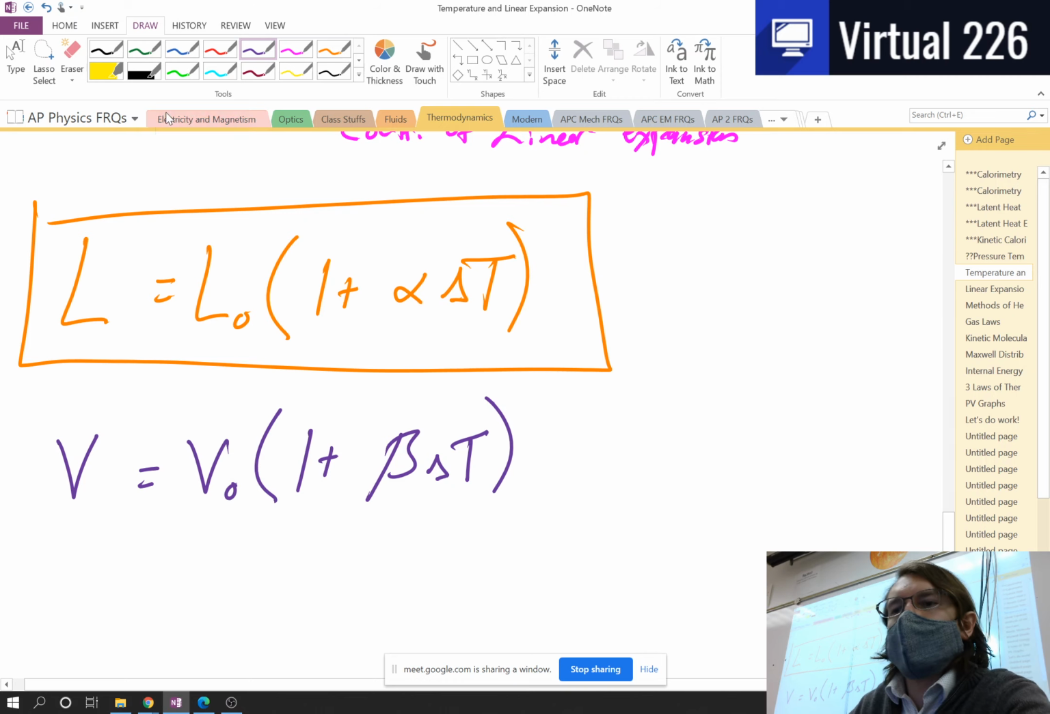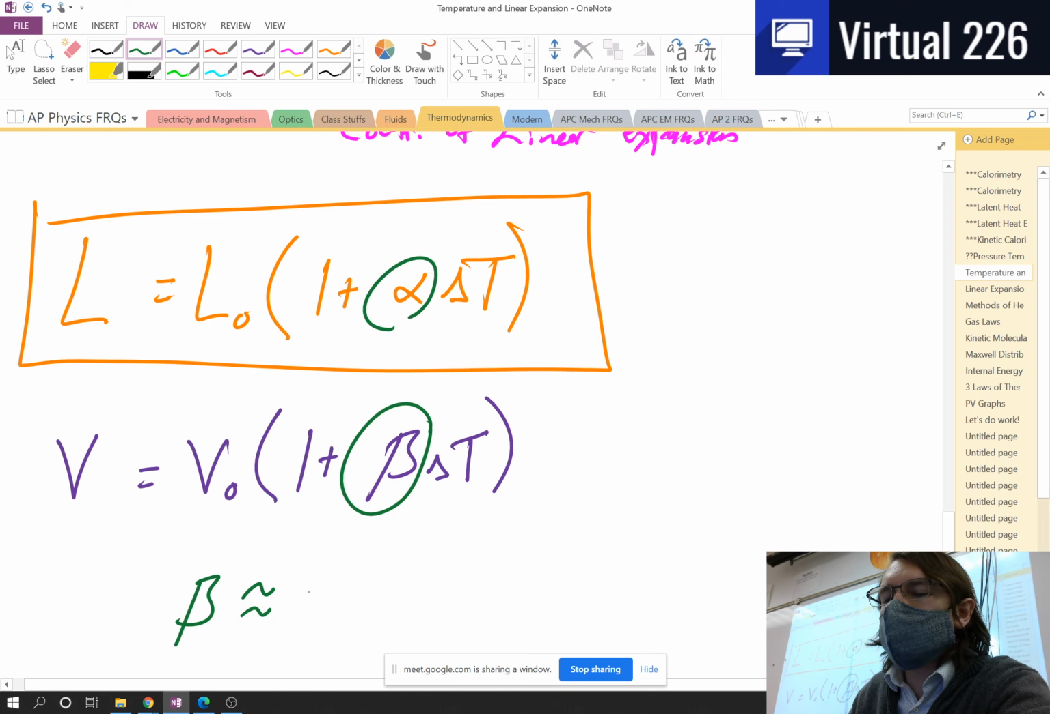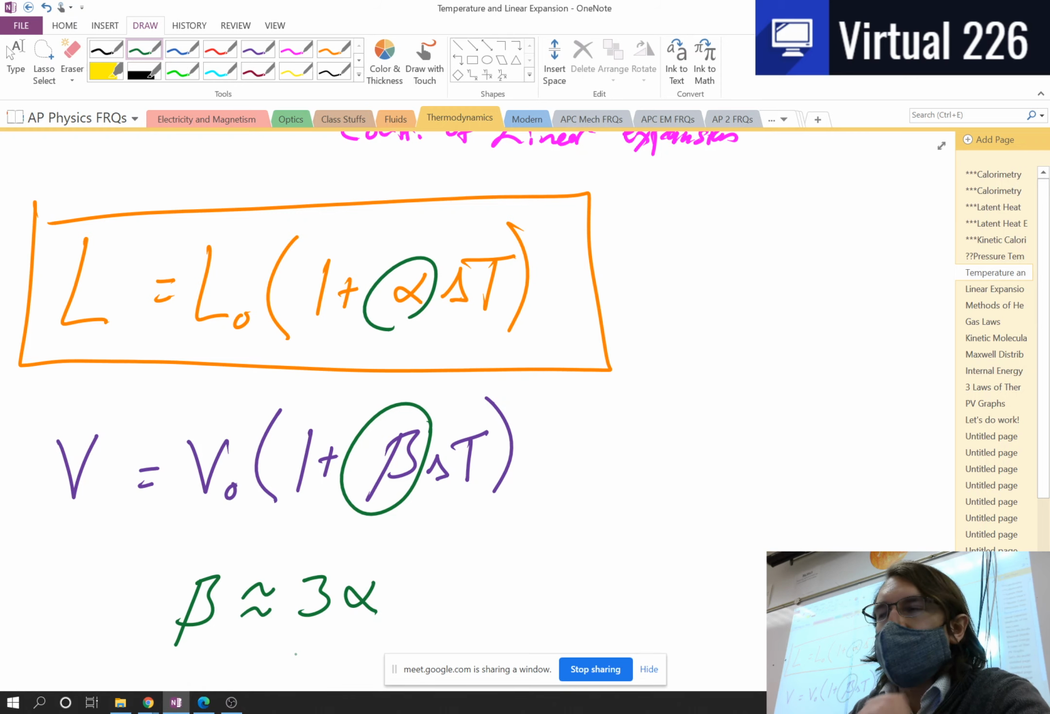Now, a really cool thing about these values of alpha and beta is that you can actually prove, and one of the intergalactic questions asks you to do this, that beta is approximately, although not exact, but it is approximately equal to 3 times alpha. And if you wanted to prove that, the hint I would give to you is that a volume is nothing more than a length times a width times a height.